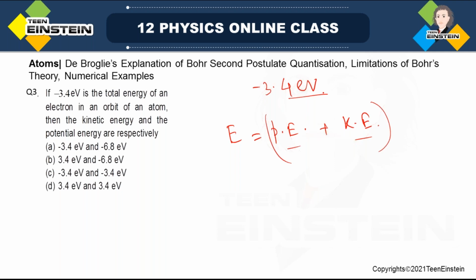Then kinetic energy and potential energy you have to calculate. How much would be the kinetic energy and what will be the potential energy? So look, this total energy is being given. You have to calculate this too. How do you get it? In this case, you have to remember one trick, or this is the conceptual thing you have to remember here.